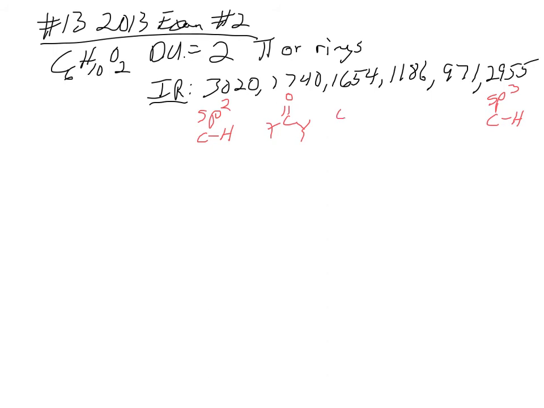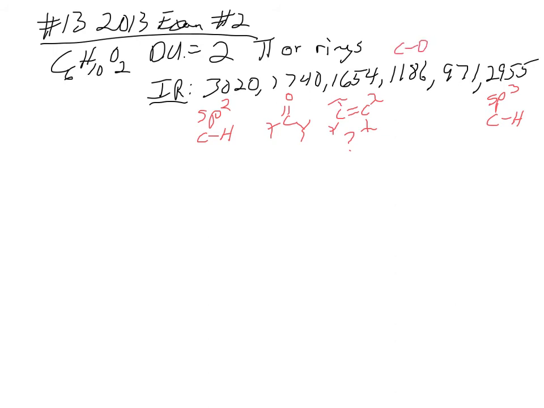This is the problem with IR. Right, okay, maybe. But write a question mark. I'm not sure. I don't know if that means I have two C double bond O's, maybe, but I'm not overly confident about that one. What about 1186? Anybody got anything for that? A CO stretch?